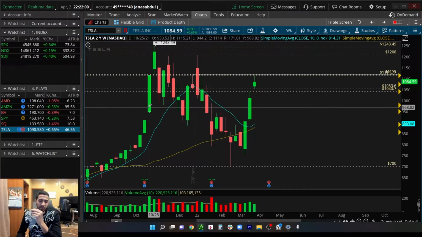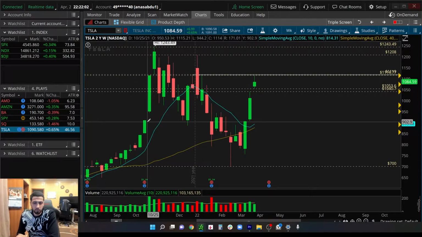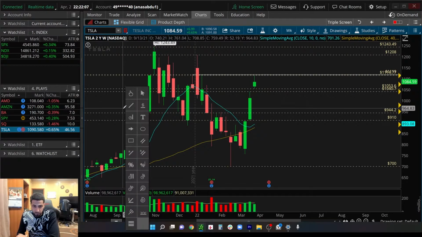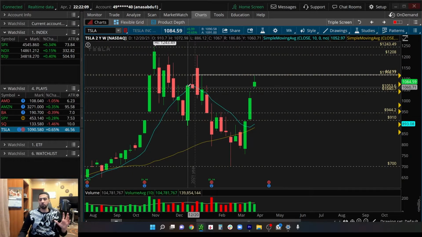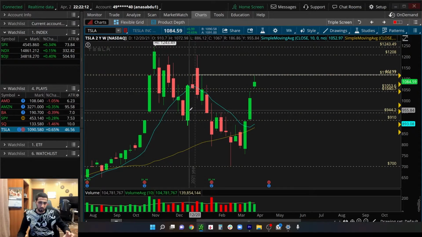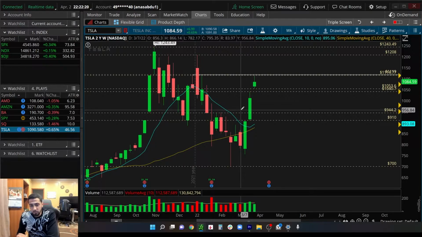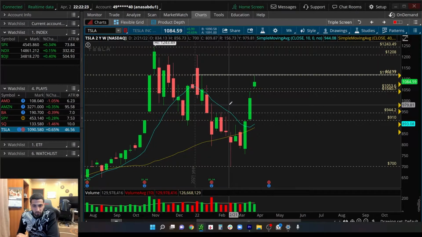So right away my eye says, oh, boom, rising window. And I learned that from Steve Nison, the godfather of candlesticks. He's basically the one that brought candlesticks over from Japanese people to America. America used to use bar charts. Candlestick charts originated in Japan. And he went to Japan, learned from them, and then came back and taught it here.